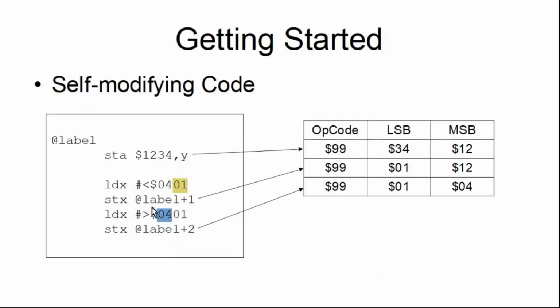And then similarly, on these last two lines of code, it's going to take the value 4 and put it into the high byte argument. So at the end of this, what's going to happen now is that this STA function is no longer going to store the value at memory location 1, 2, 3, 4 hex. It's now going to store it in 0401 hex.